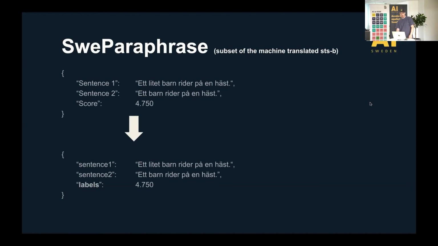And this we just trained a regression model on, where it tried to predict the score based on the 2 sentences. So we present the sentences and we put a separator token in between them, and we predict the score of how similar they are to each other.